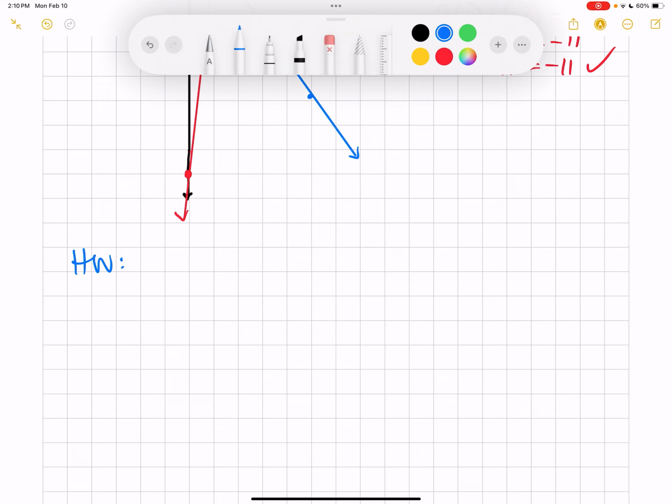Let's see. 5, then 13. 15. 21 and 23. It looks like 23 should be the biggest one that you have.